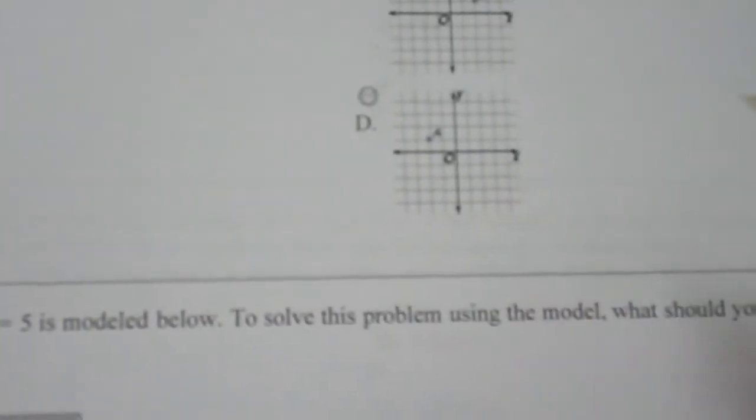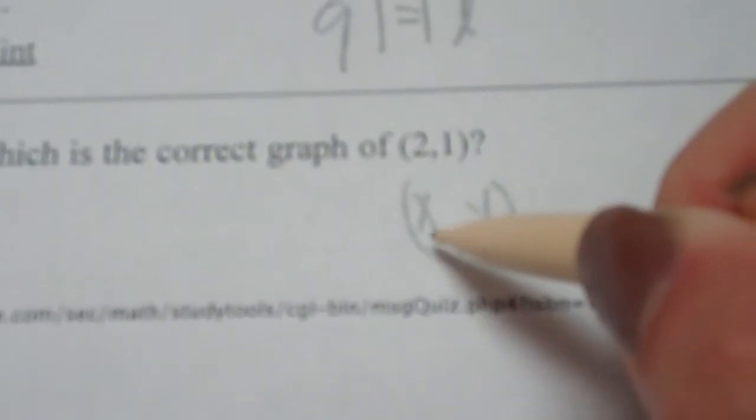Oh, my next question is kind of down here. It says, which is the correct graph for (2, 1)? So here I just have to look for my point (2, 1). And since my point is (x, y), and x is the first one, I go to the right or the left first. I'm going to go to the right 2. So which one of these points went to the right 2?